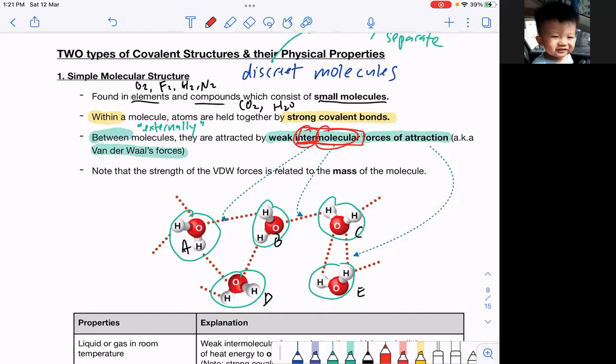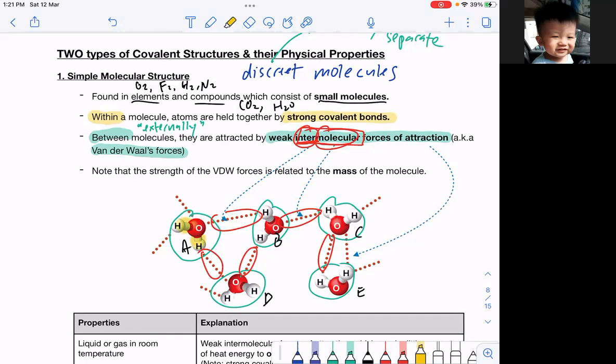Can you see all these red dots? You don't need to know how to draw, but you must see that all these red dots are what we are calling intermolecular forces. Are they strong or weak? Weak. I'm going to change to yellow. What do you call this one?